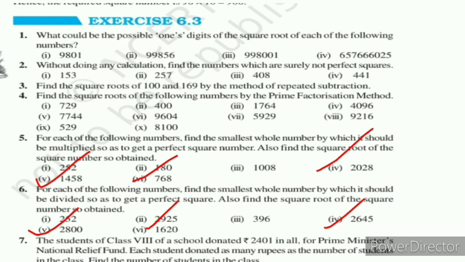Yeah, in this class we have learned how to convert a non-perfect square into a perfect square by multiplying or dividing. Yes, I hope you understood this class. We'll continue this exercise in the next class. Thank you.